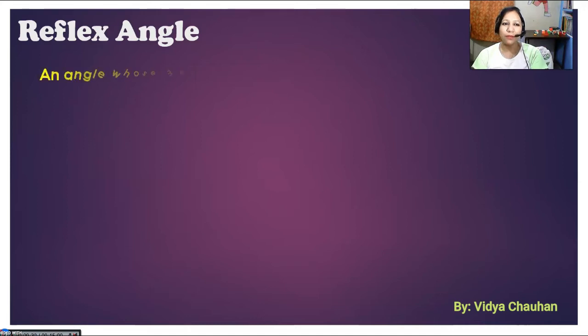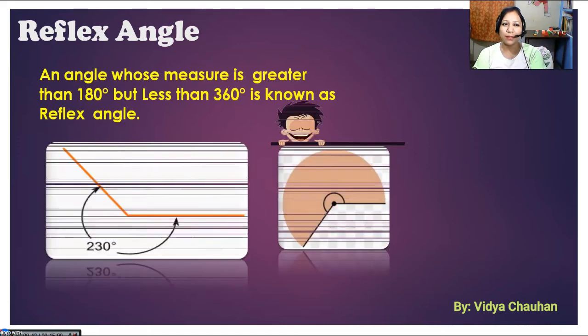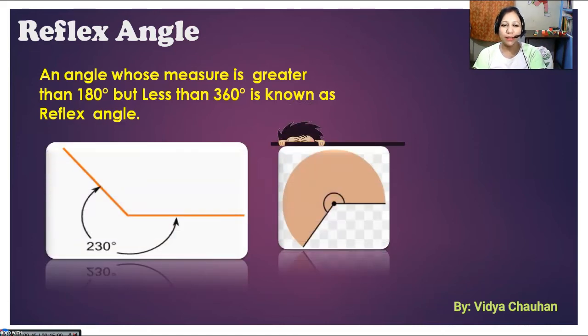Now, moving to the next one, which is a reflex angle. After straight angle, reflex angle. An angle whose measure is greater than 180 degrees but less than 360 degrees is known as a reflex angle. Correct? Here you can see in the picture that you must be thinking that it is an obtuse angle, but we are not considering the inside angle. We are talking about the outside angle. So the angle formed outside this angle is 230 degrees, which is a reflex angle. It is not an obtuse one, but a reflex angle.